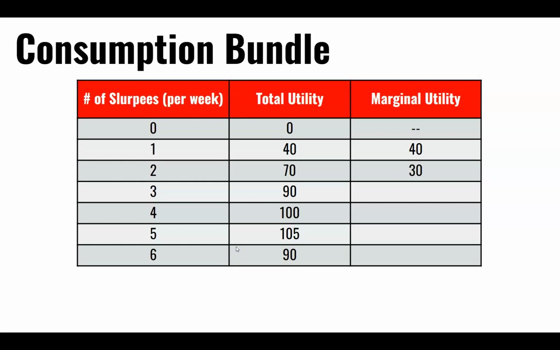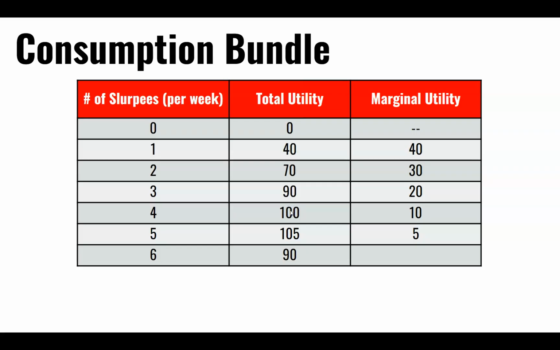So this idea of marginal utility is the change in total utility over the change in consumption. And so we could go through this whole chart. We'd say the third Slurpee added 20 utils because we go from 70 to 90. The fourth one added 10. I already had 90, now I go to 100. So the fourth one added 10. The fifth one added 5.